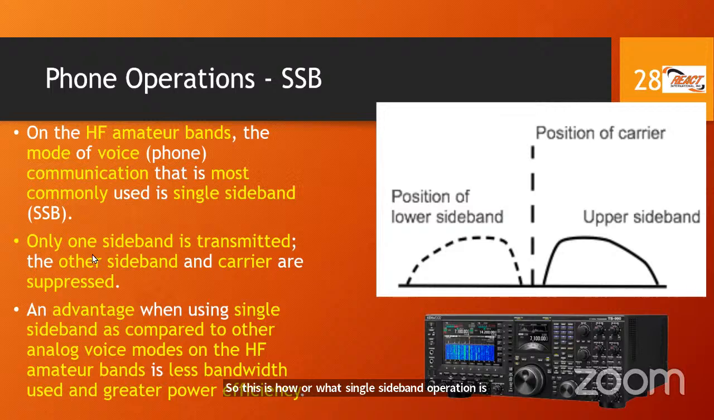Now, there's an advantage when we use SSB compared to the other analog voice modes on HF. And that is, one, it uses less bandwidth. So an amplitude modulated signal uses all of this bandwidth here.